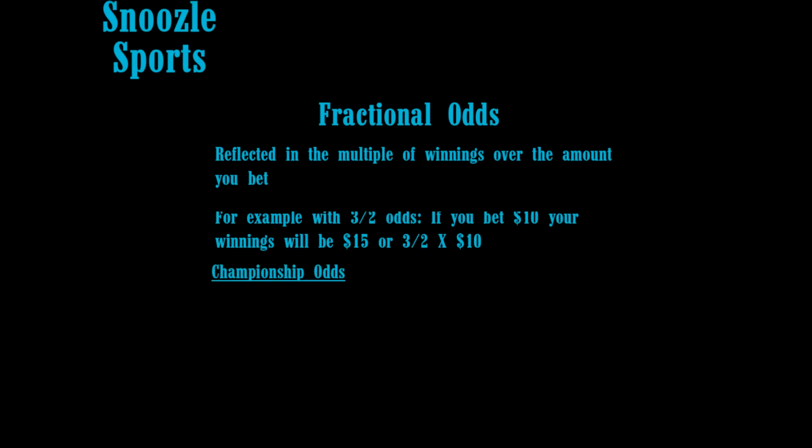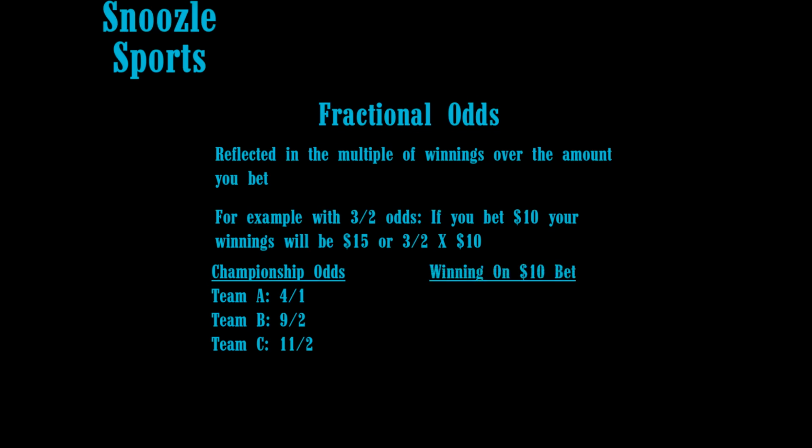So say, for example, I want to calculate the championship odds for a particular future event, like a Super Bowl or Stanley Cup or something like that. So these are future odds. You see I have 4 to 1 odds for Team 1, 9 to 2 odds for Team 2, and 11 to 2 odds for Team C. What that would mean is, as the top numbers on the odds get bigger, it means that team is less likely to win. And so if you make a $10 bet on 4 to 1 odds, your winnings would be $40, and your total money you get back is $50. So you get your money back plus what you bet.